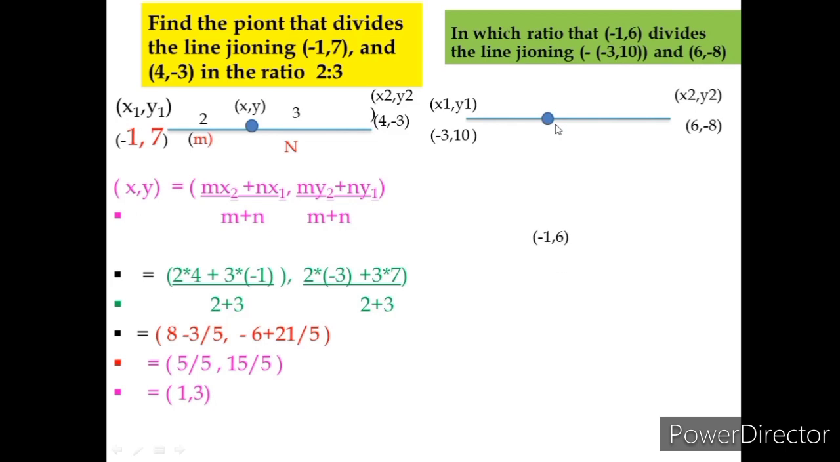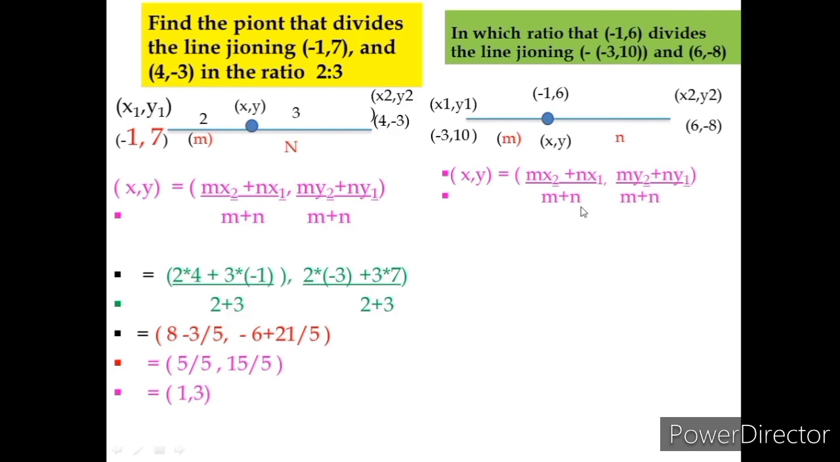This is the division point. Now the division point is minus 1 comma 6. In the previous one it was unknown, and we had to find the value of x comma y. Here it is known, but what is missing here? The ratio terms m and n are missing. In the previous one m value is known, n value is known, but here m value is unknown, n value is also unknown.